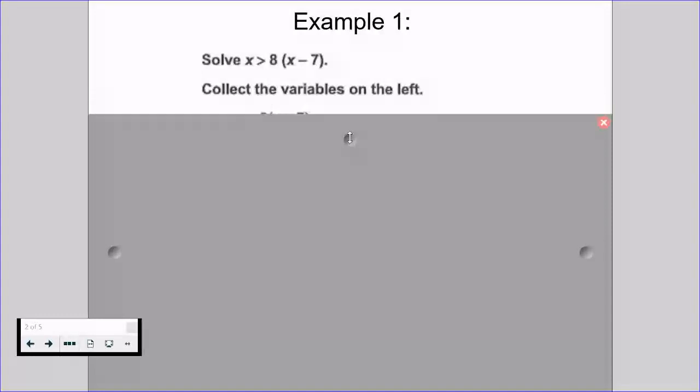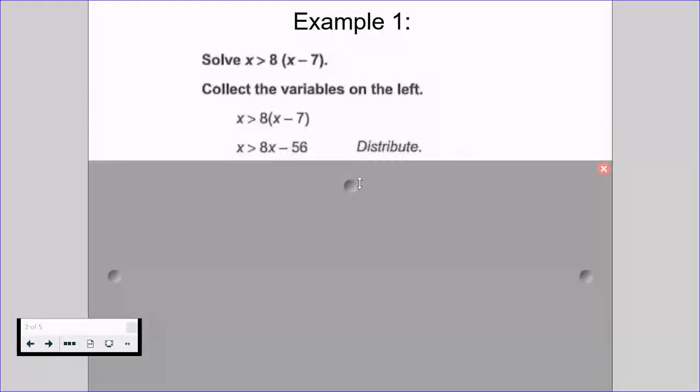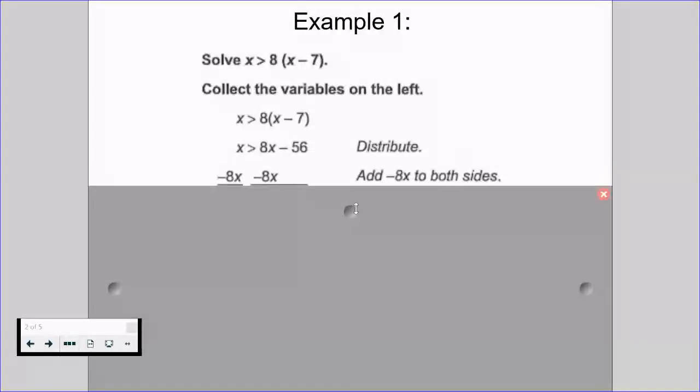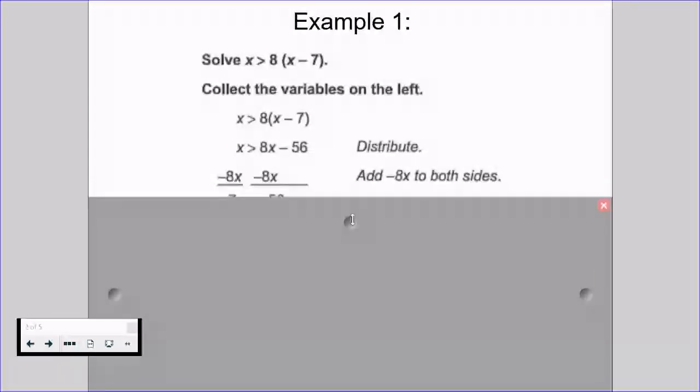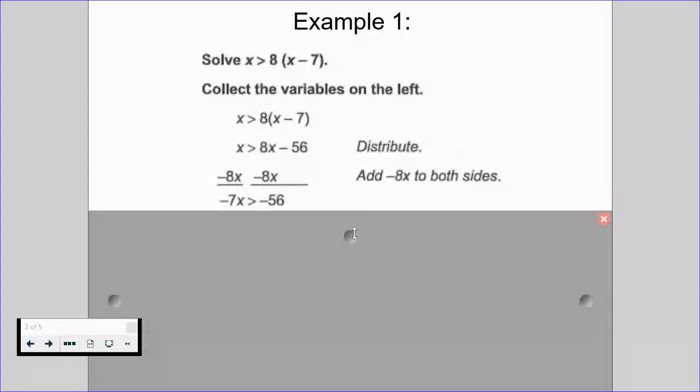So first thing we are going to have to do here is distribute that 8 to the x minus 7. When we do that, we end up with 8x minus 56 on the right-hand side, and we still have that lone x on the left. We want to get our variables on the left-hand side here, which means we need to move that positive 8x over to the left, so we're going to have to subtract 8x on both sides. Sometimes you hear it called adding negative 8x. It's the same thing if you're adding a negative or subtracting, but you can just say I'm subtracting 8x on both sides. We can simplify 1x minus 8x is negative 7x, and that's still greater than negative 56.